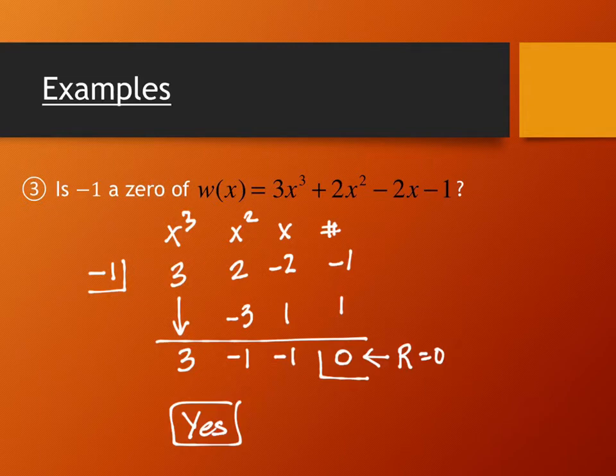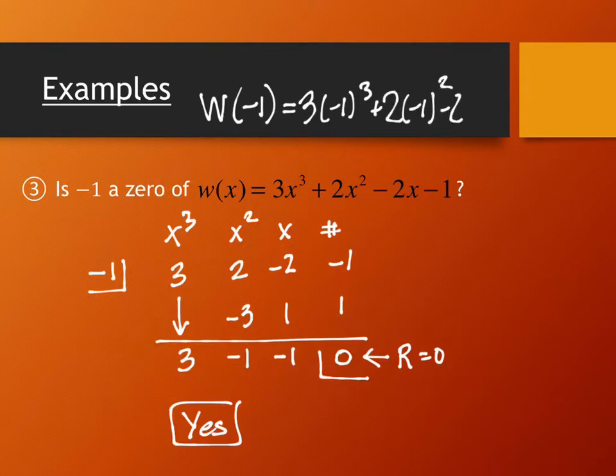Over here, let's just check it so you can see. If I plug -1 in here, I should get 0, right? Because the remainder is 0. Those two go hand in hand. So 3 times -1 cubed plus 2 times -1 squared minus 2 times -1 minus 1, like that.